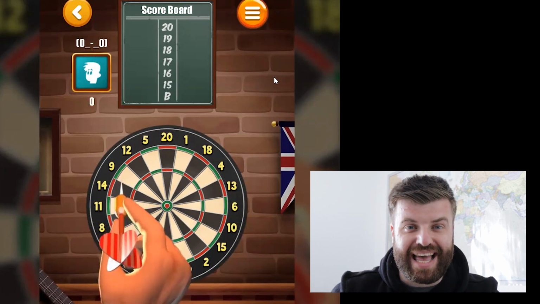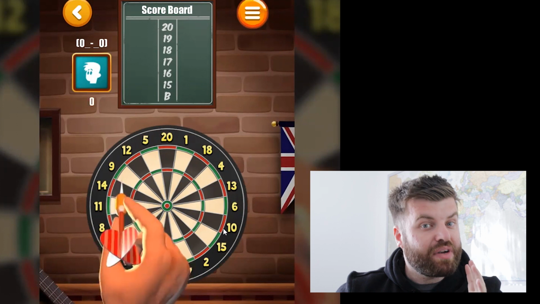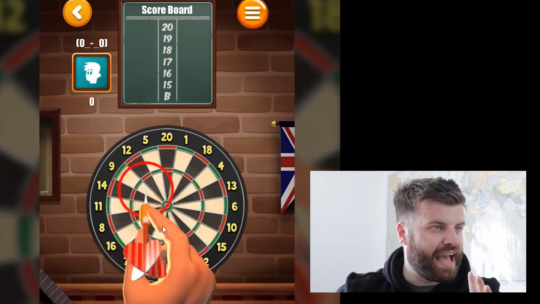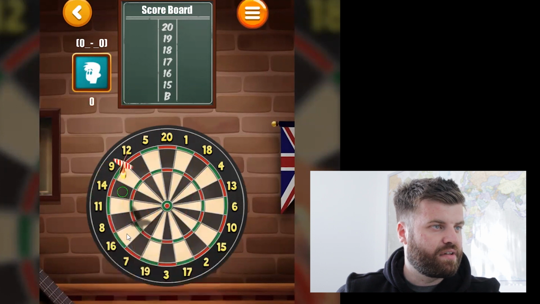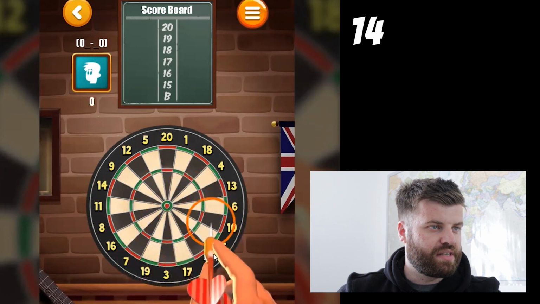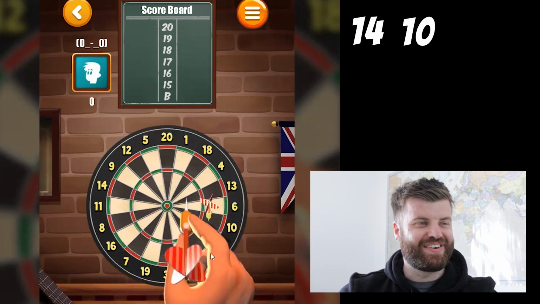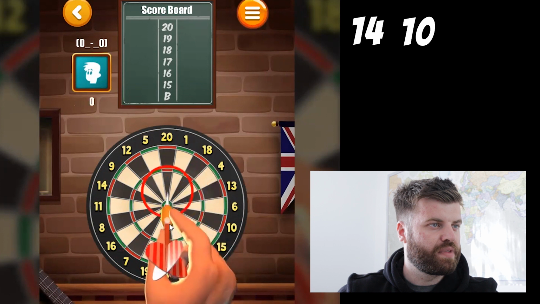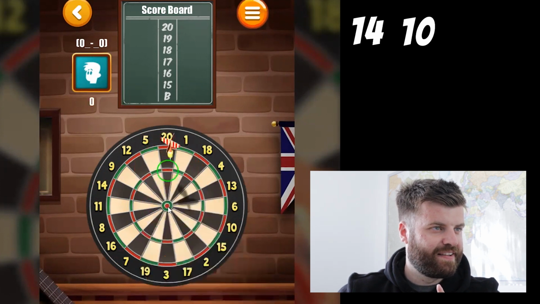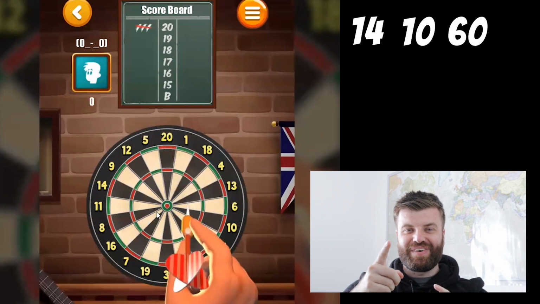So we're going to get 10 pieces of data. I'm going to aim. I'm going to see how we can get on. So the first one, I'm going to try and get a 14. Let's see. Number one, 14. Excellent. Take a note, Hayden. The next one, let's go for a 10. 10. Nice. 14 and 10. So that's two. The third one, let's go for a triple 20. See if we can get it. Yes, 60. Write 60 down, Hayden.